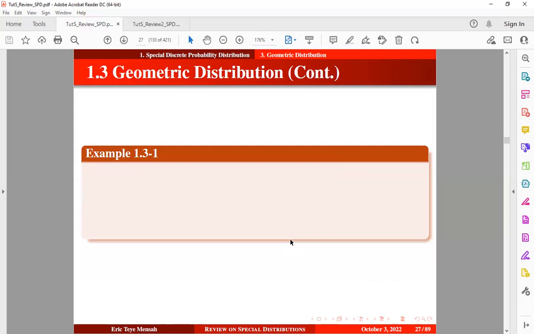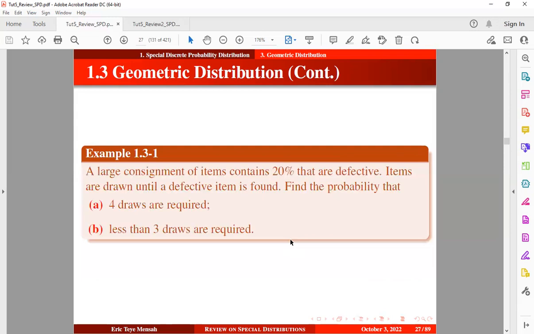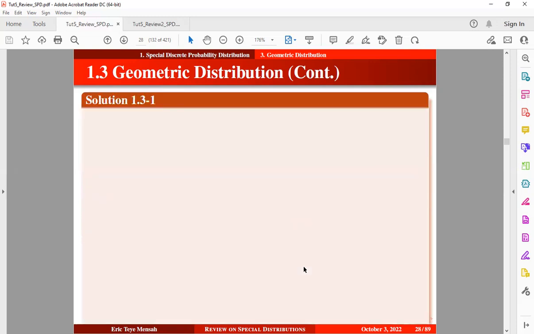All right, so now let's take a look at an example. A large consignment of items contains 20% that are defective. Items are drawn until a defective item is found. We want to find the probability that 4 draws are required until a defective item is found, and secondly, that less than 3 draws are required until a defective item is found, okay? All right, so now let's take a look at the solution.